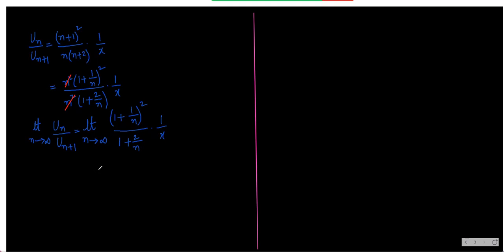So as we apply the limit n tends to infinity, which of the terms becomes 0?